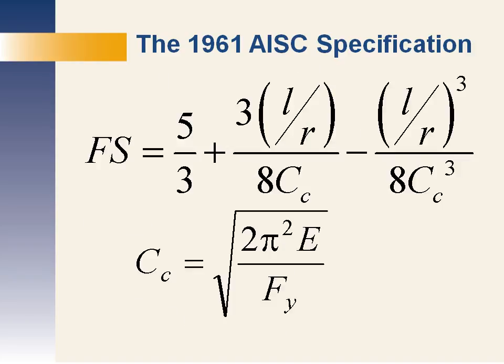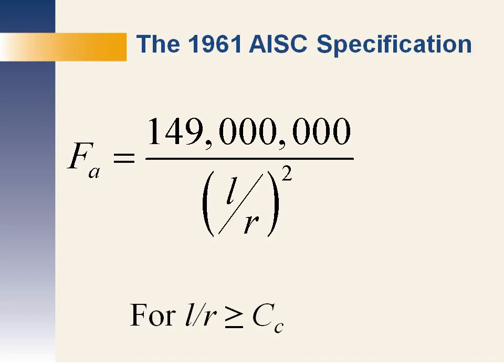There was now a variable ASD factor of safety. They didn't call it ASD back then. They didn't know there would be an LRFD yet. And also C sub C, a familiar divider between inelastic and elastic buckling, came into being. And Euler's in there, but just a little hidden in the form of constants.